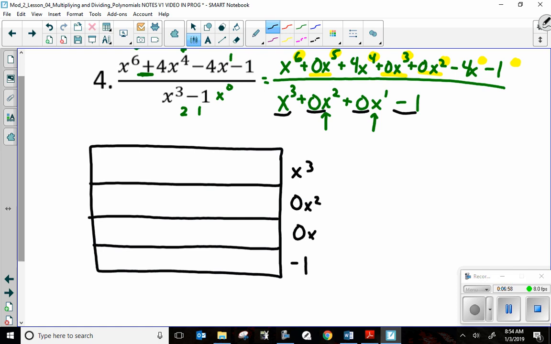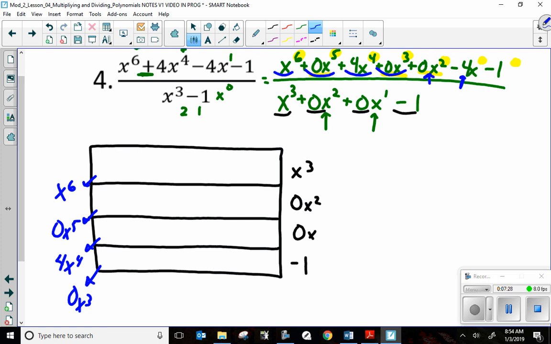Okay, so my output arrows. I have x to the 6th. Should come out of here. That's x to the 6th. My next term, 0x to the 5th. Okay, my next term, 4x to the 4th. All right, my next term, 0x cubed. How many terms do I have left? I have 1, 2, 3. So I should have 3 more output arrows. So I'm going to space them evenly along the bottom.